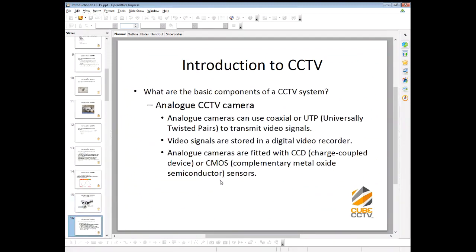Analog cameras predominantly use coaxial cable, known as coax cable. If you want to be more specific, the most used one is RG59. In some cases, UTP cable, Cat5 or Cat6, is also used to send signals. Video signals are stored in a video recorder, and analog cameras are fitted with either CCD or CMOS sensors.